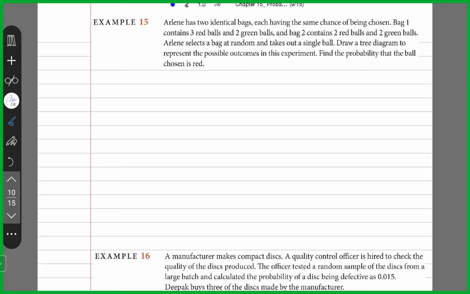All right, so example 15 says, Arlene has two identical bags, each having the same chance of being chosen. Bag one contains 3 red balls and 2 green balls. Bag two contains 2 red and 2 green. So it's red and green.